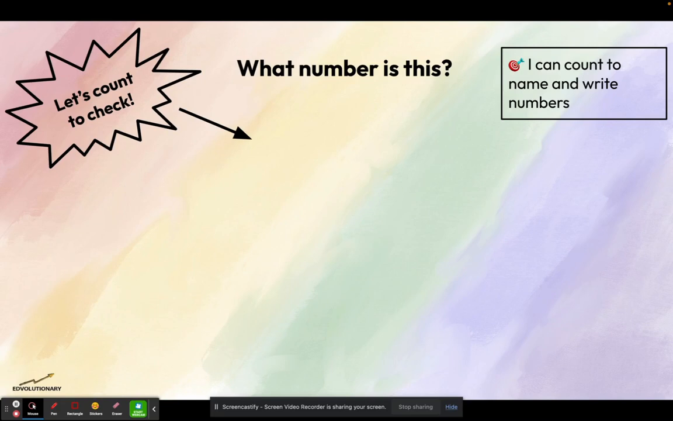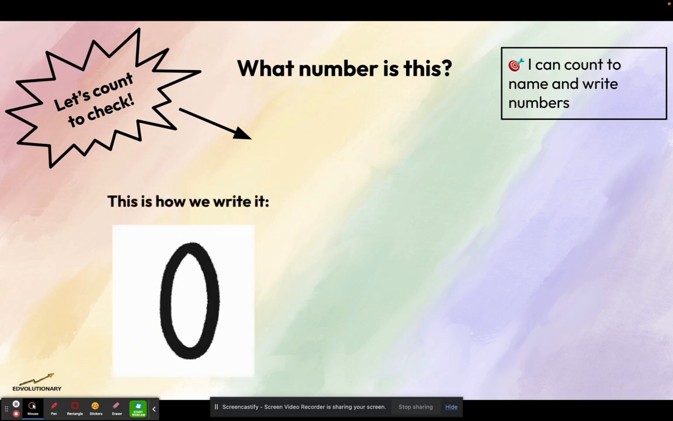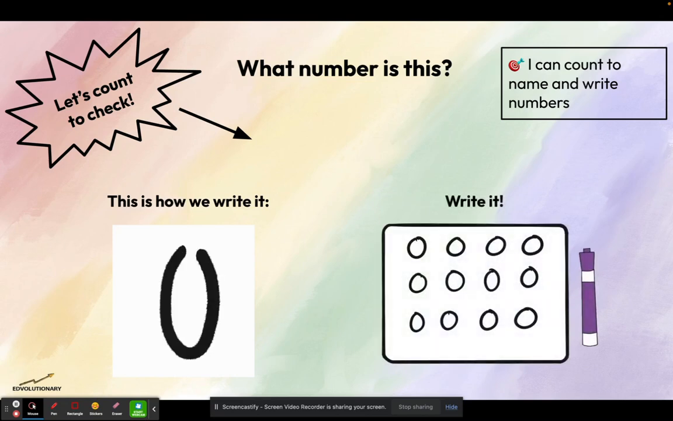You are so right. There is no number there. When there is nothing, we actually have a math name for that, and that's called zero. Who's heard of zero? Students might raise their hands. This is what zero looks like. This is how we write its name. Can you try writing zero? And then give them the chance to do it.